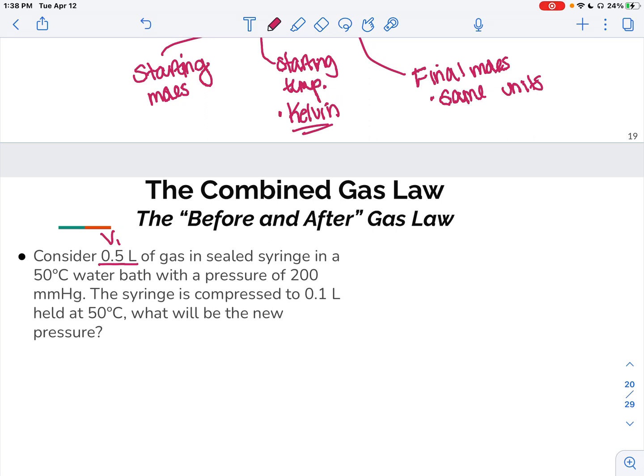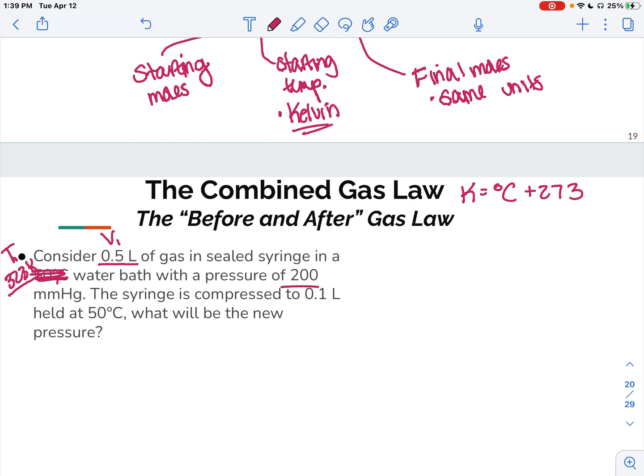And then we have 50 degrees Celsius. We just said you can never have a temperature in anything other than Kelvin. So what I do right away is cross this out and write a new temperature. Remember, for Kelvin, we do degrees Celsius plus 273. So I'm going to take that 50, add 273 to it, and change this to Kelvin. Then I will underline it and label it as a temperature, T1, because you have to use your temperature in Kelvin in these gas laws.